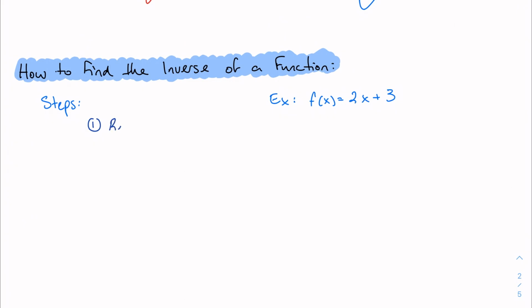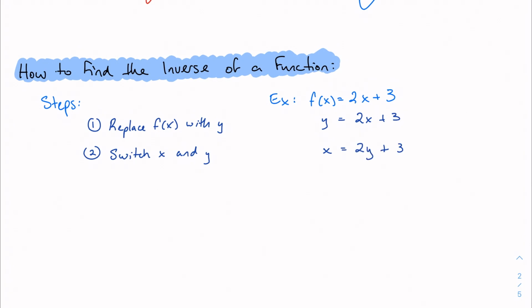is to replace f of x with y. So my first step here is to call this y instead of f of x, just because it's going to make my notation and my work a lot easier. Second step is to switch x and y. This is an important step. So where I have a y, I have an x. Where I have an x, I have a y. So far, these two steps are pretty straightforward, right? Not a lot of work, just a lot of notation, a lot of just preparing to do this problem.